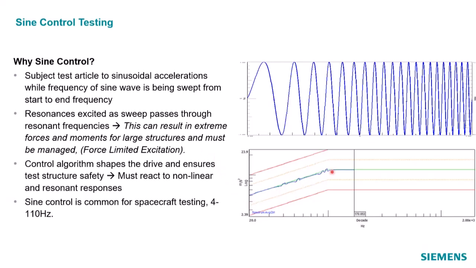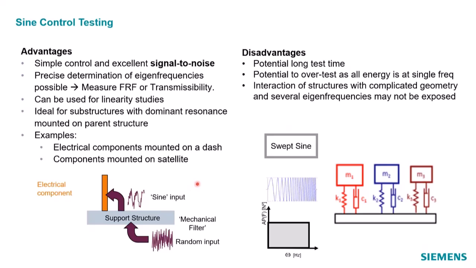So as you sweep up through these frequencies, of course, the control algorithm needs to shape the drive to maintain these levels of response at the control sensors. But it has to be able to react to, let's say, resonant conditions and nonlinear conditions. And sometimes with a pretty good sweep rate can be quite a challenge for a controller, so it has to react very efficiently to those conditions. There are some advantages to this.